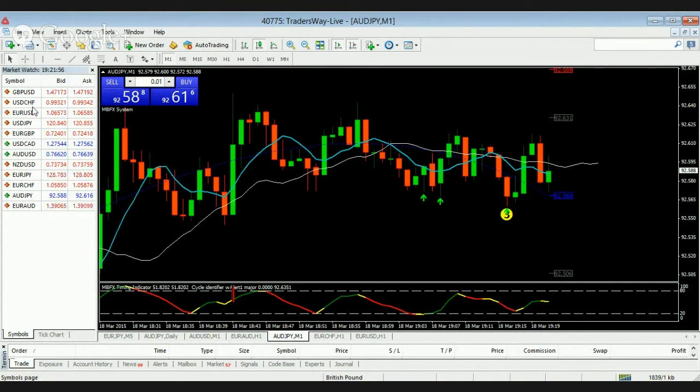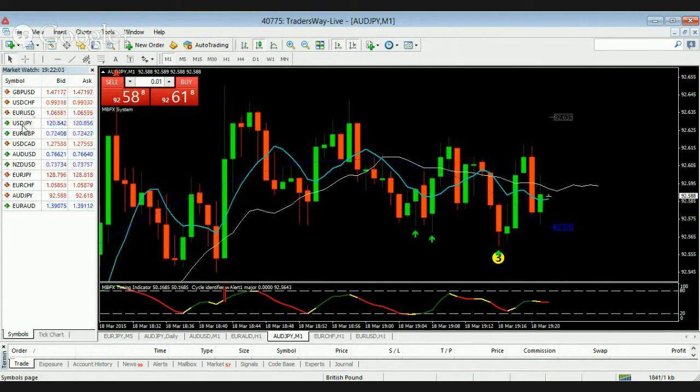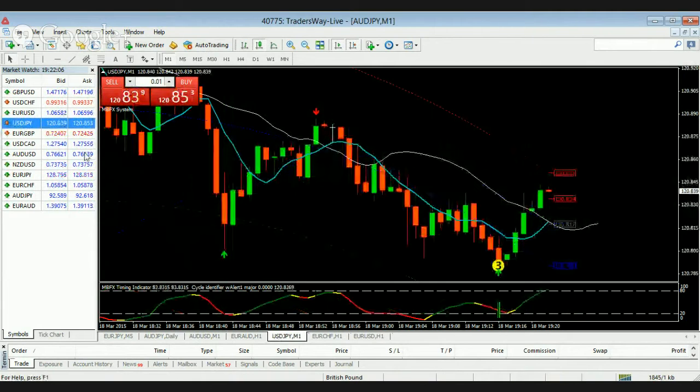Over here is a different market. See, it has USD, CHF, Euro USD, USD. So say we go here. This is USD JPY. This is the Japanese and European currency. So this is USD JPY.